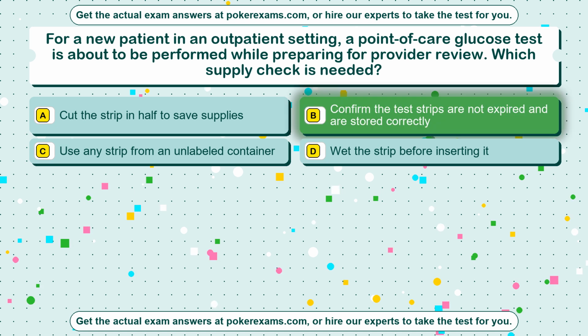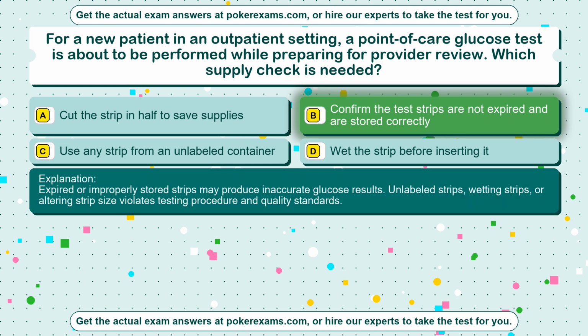The correct answer is option B, confirm the test strips are not expired and are stored correctly. Expired or improperly stored strips may produce inaccurate glucose results. Unlabeled strips, wetting strips, or altering strip size violates testing procedure and quality standards.